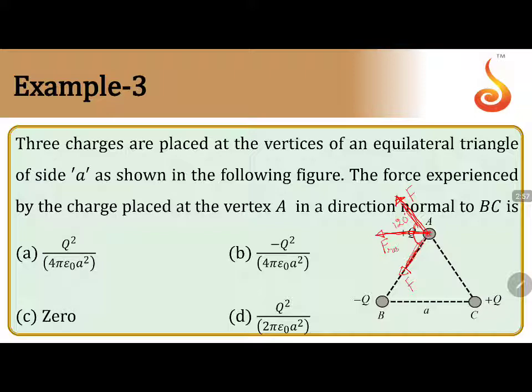This horizontal force will not have any component perpendicular to BC. So what is the force acting on A perpendicular to BC? 0, because the net force on A is perfectly horizontal. So it will not have any component at an angle of 90 degrees. So 0 is the correct answer.